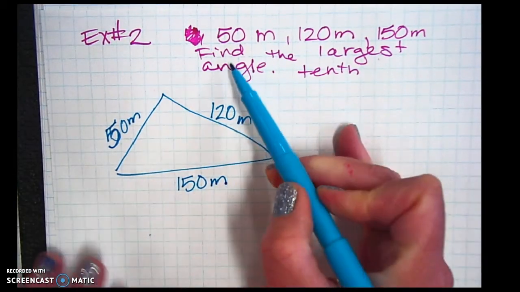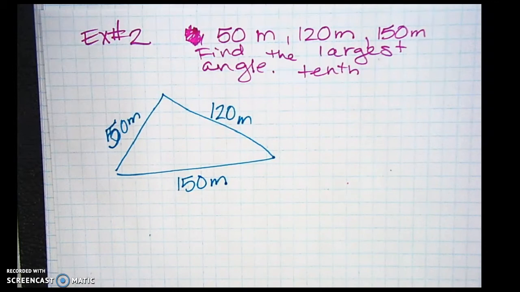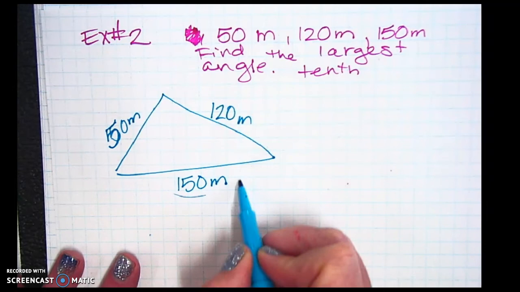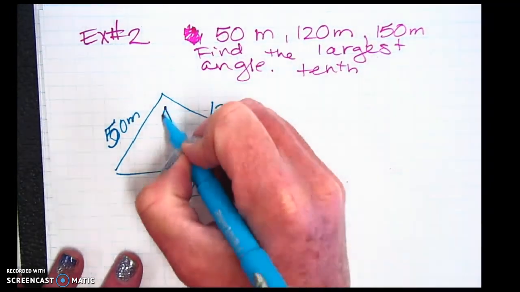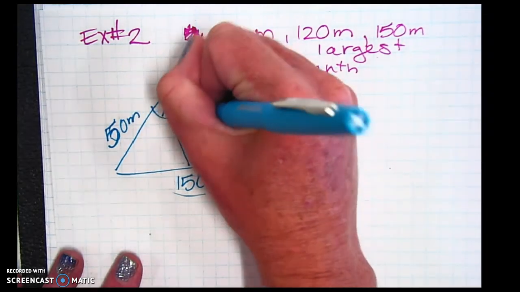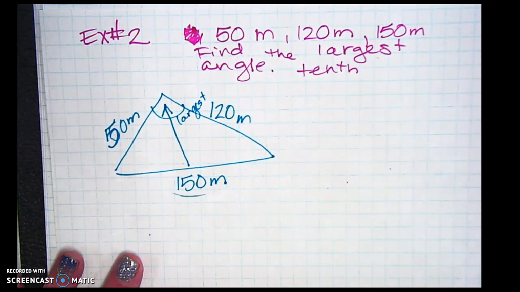The directions say to find the largest angle. How do you know which one's the largest? Do you guys remember the little trick from geometry? The longest side has the largest angle opposite. So if this is the longest side, then you go to the opposite. This is going to be the largest angle.